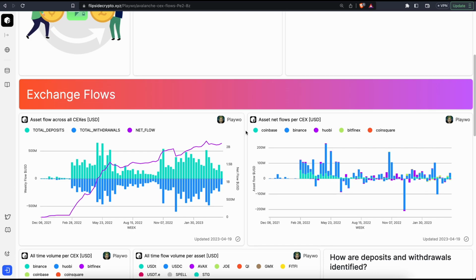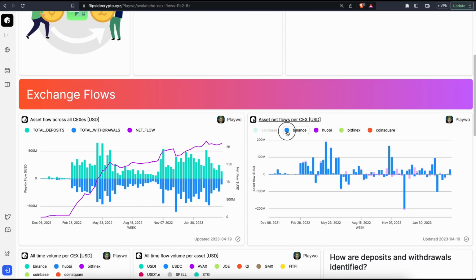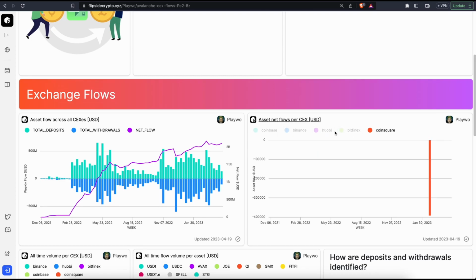My only gripe here, and this is a small one, as we go down, is that all-time flow volume per asset is good, but it would have been great to be able to break these out over time. But just as an aggregate, seeing stablecoin dominance versus native assets for AVAX, I thought was really valuable. If I want to look more at the methodology, I can do that at the end.